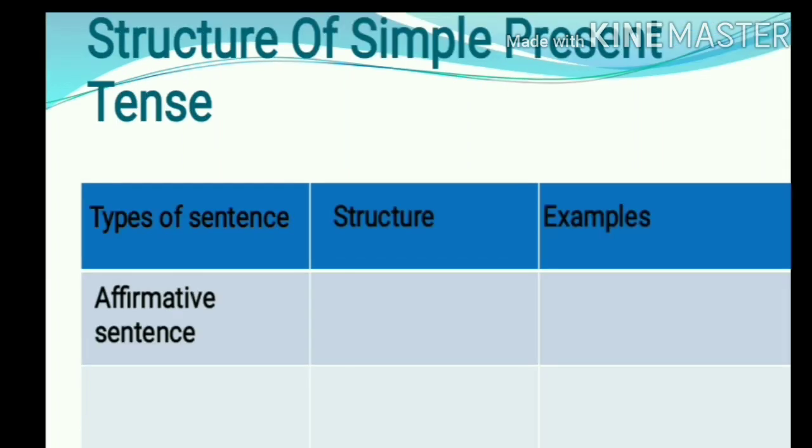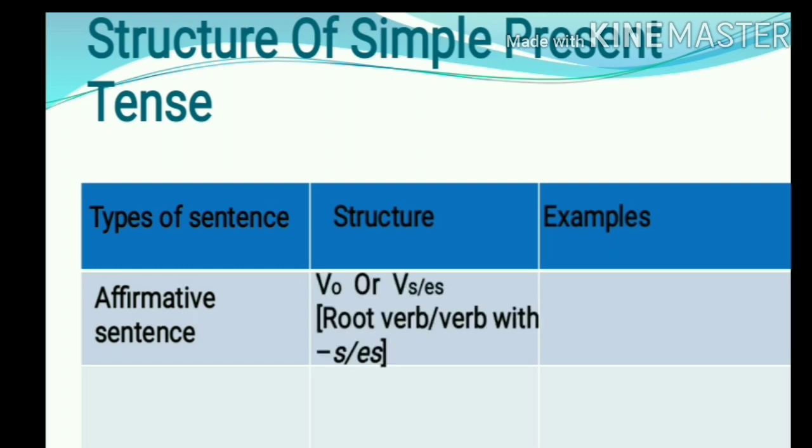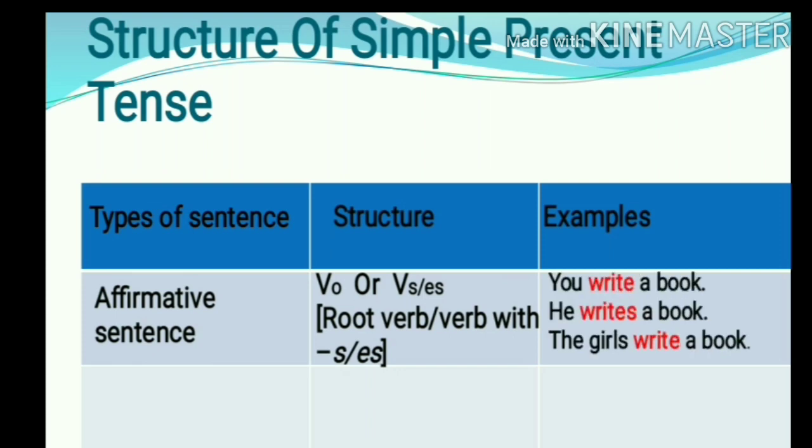Friends, in the last video, we discussed the structure of simple present tense and now I am going to sum it up in the table form. First of all, let us see the structure of affirmative sentence. In the affirmative sentence of simple present tense, we find the root verb or verb with s or es. For example, you write a book, he writes a book, the girls write a book.